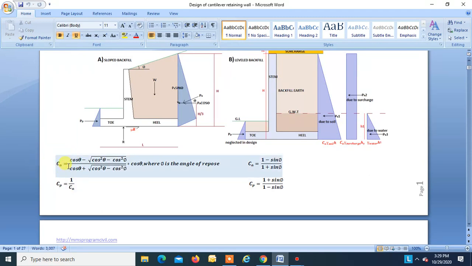Coefficient of active pressure over here can be found by this formula. Coefficient of passive pressure can be found by this formula. Over here you can find the coefficient of active pressure by this formula. Coefficient of passive pressure can be found by this formula, okay.